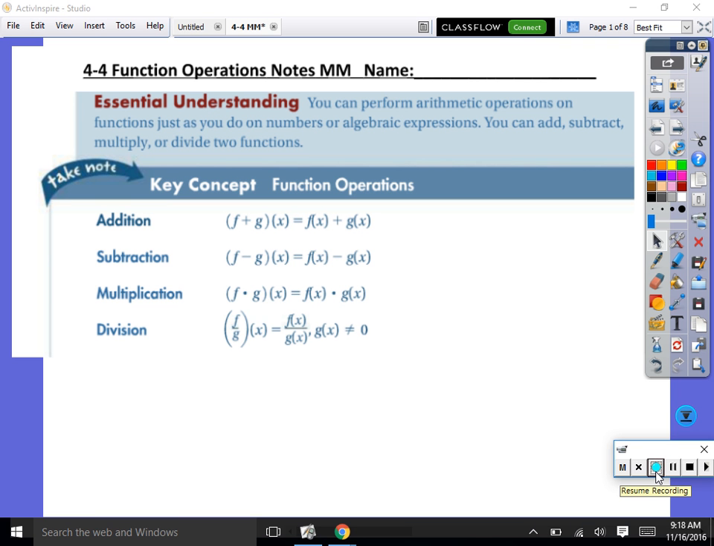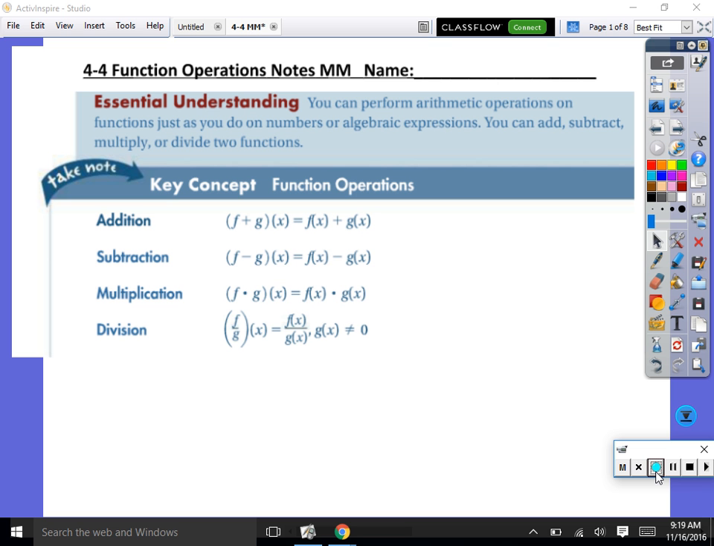So today we're doing something called function operations. So it's just going to be adding polynomials, subtracting polynomials, multiplying and dividing polynomials. So pretty easy stuff as long as you know what it's talking about, and then just considering a couple different things. So it says, your notes are the same as mine, so it says you can perform arithmetic operations on functions just as you do numbers or algebraic expressions.